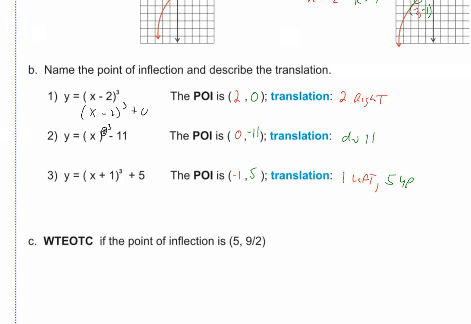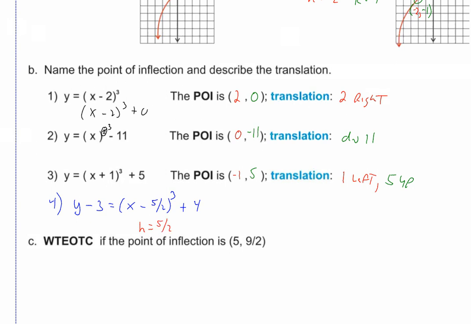Let me throw one more in here before we leave this subject. Hey, beware of something like this. What if they said y minus 3 equals the quantity x minus 5/2 quantity cubed, and let's go with plus 4. H is going to be what? And hopefully you'll say 5/2. Okay, so 2.5. That's not a problem.